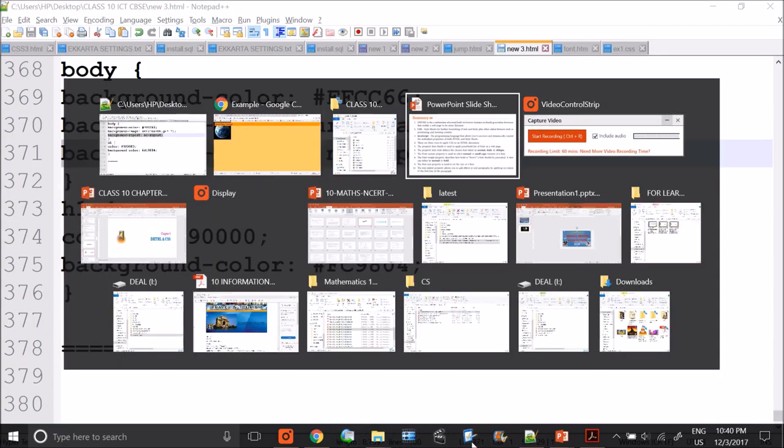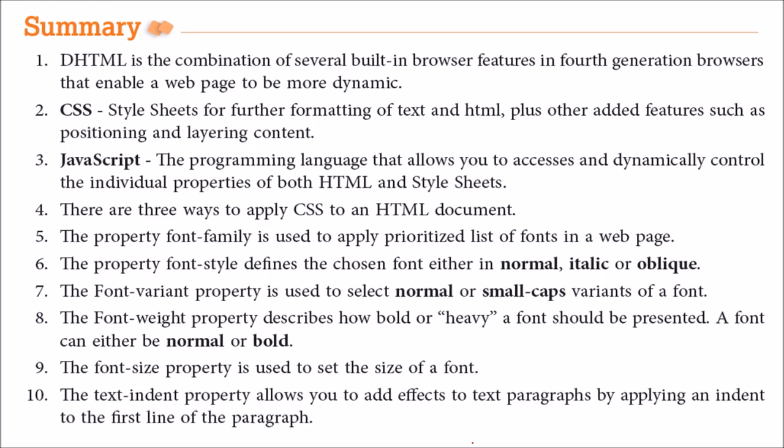Before we conclude, let us summarize. DHTML is the combination of various built-in fourth generation browser properties, or you can say technologies, which make your website more dynamic. CSS is for formatting of text in HTML, and also for various other features like positioning and layering content. JavaScript is the object-based programming language that allows you to dynamically access and control individual properties of both HTML and style sheets. And there are three ways of embedding, linking or using CSS in HTML: first is inline, then internal, and then external.